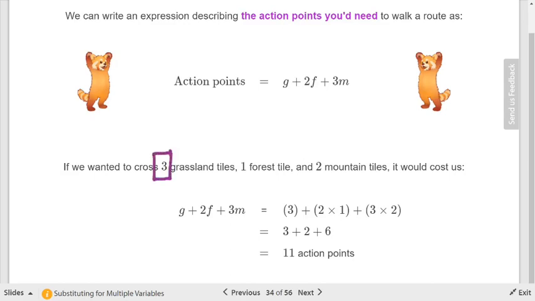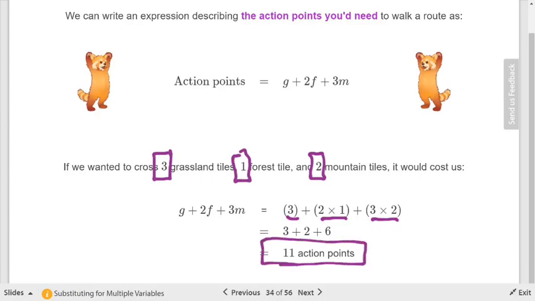how many grassland tiles do I want? 3. In place of the F, I would put 1. And in place of the M, I would put 2. And so you see that they did that there and worked it out to get how many action points you would need total. So you can have more than one variable in a problem. That just means you need to put the right number in the right spot.